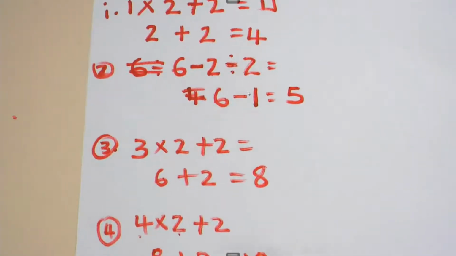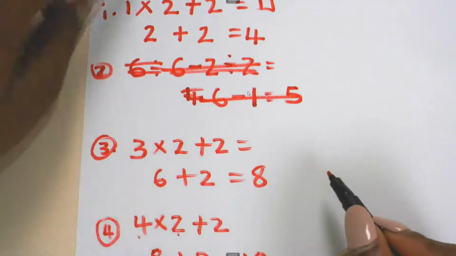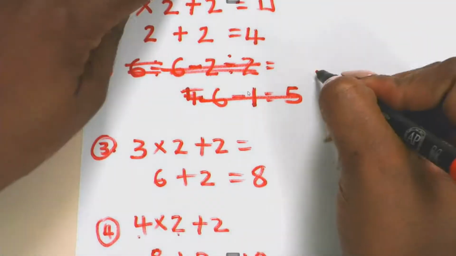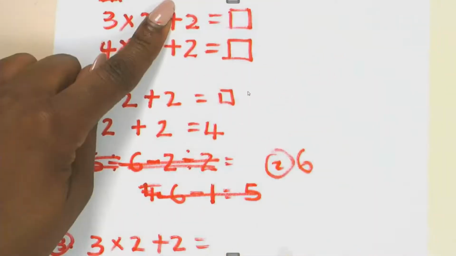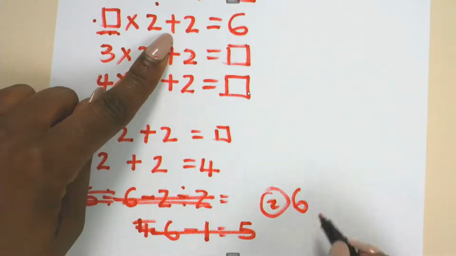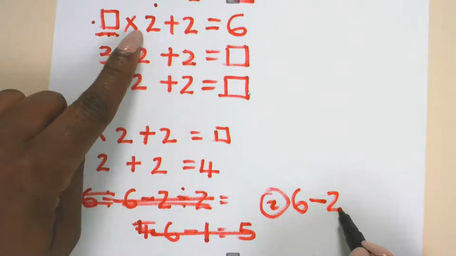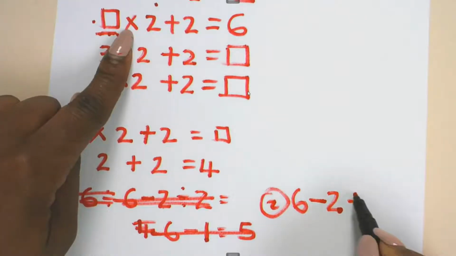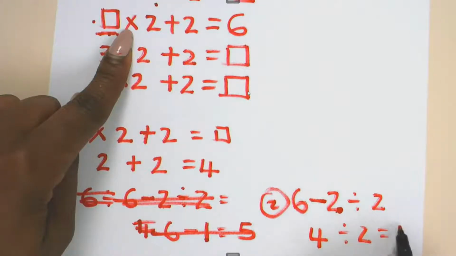Now, let's go back to number 2. Number 2, then we have to reverse. This is our number 2. You're going to have 6. Then instead of addition, we have to subtract 2. Then instead of multiplying, we are dividing by 2. Then we'll be having 6 minus 2 is 4, divide by 2, then the answer will be 2.